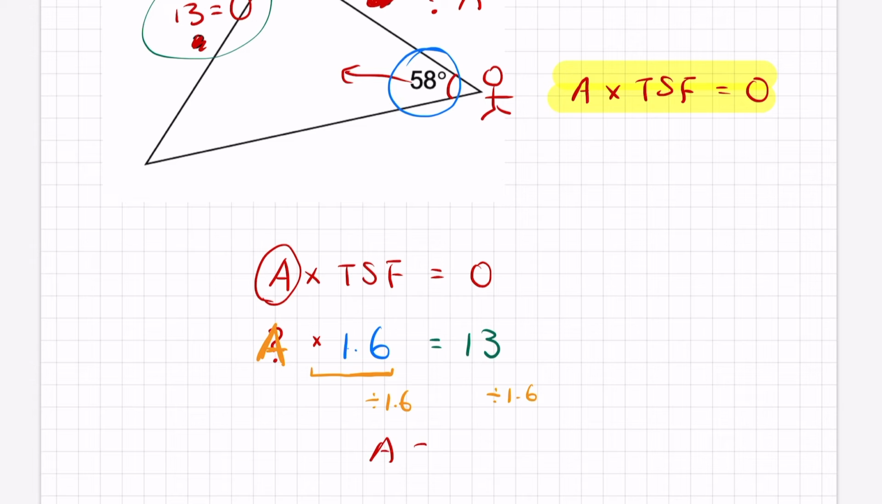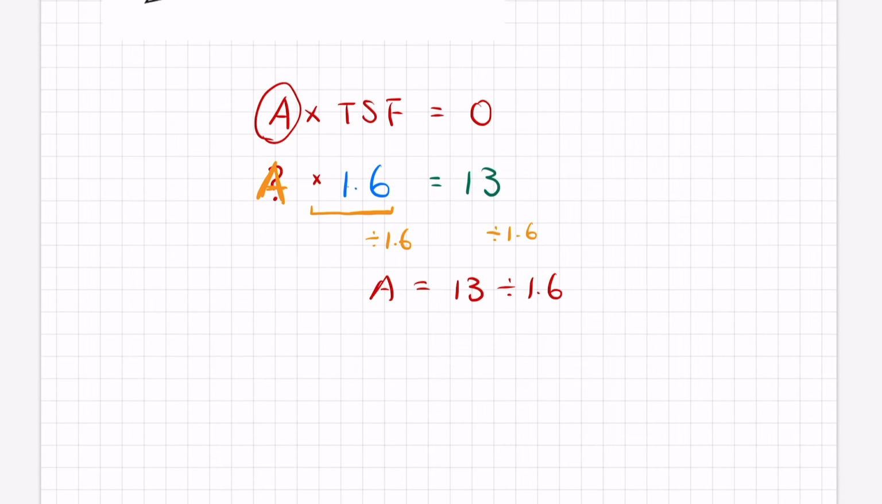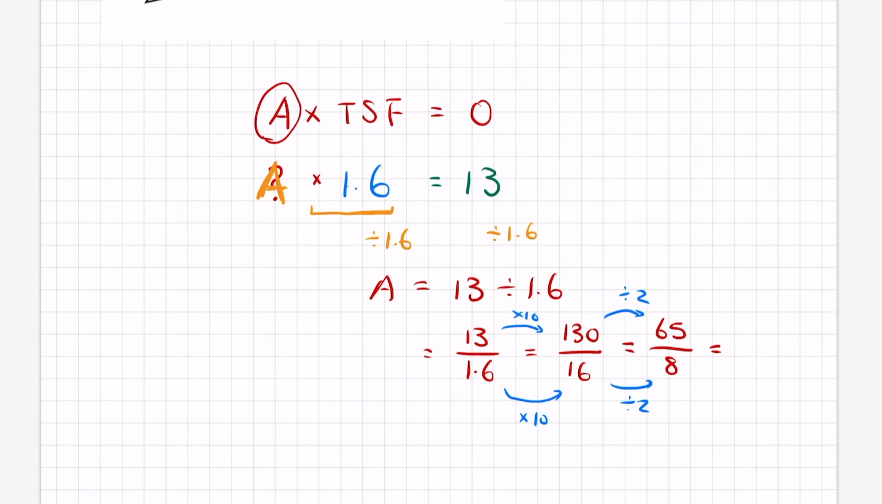A equals 13 divided by 1.6. Now division is the same as a fraction, so we can write it as 13 over 1.6. Multiplying top and bottom by 10, we will get 130 over 16, just so that you wouldn't have a decimal in the denominator. Now can you simplify this fraction for me? You can divide top and bottom by 2 to get 65 over 8. And this is equal to 8.125. Or you can just leave your answer as a fraction.